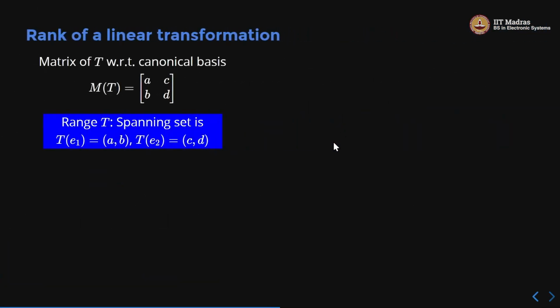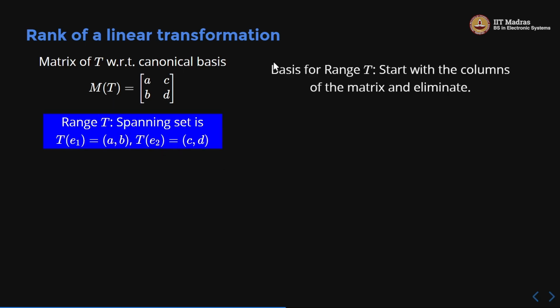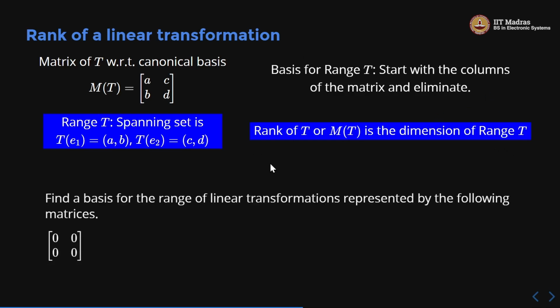So what is the rank of a linear transformation? Let's work our way towards the basis, dimension and rank. Let's say the matrix of a transformation T with respect to the canonical basis is [a c; b d]. We know range T already has a spanning set, which is T of e1, (a, b), and T of e2, (c, d). How do you go from a spanning set to a basis? The standard method is elimination. You start with the columns of the matrix and do elimination. The rank of T, or of the matrix of T, is the dimension of the range of T. That's the definition of the rank of a matrix or of a linear transformation.